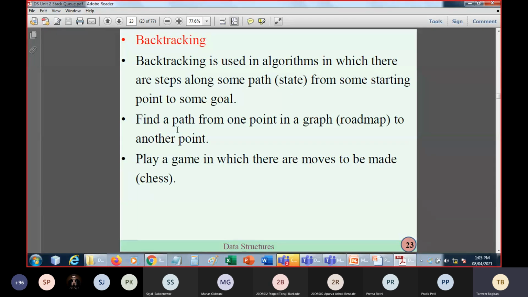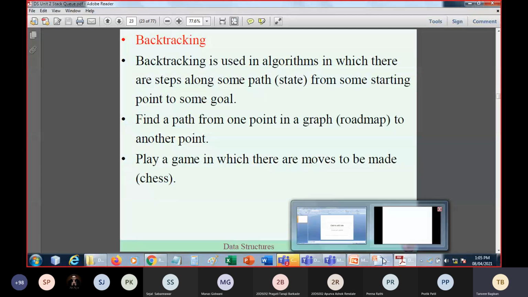The next one is backtracking. Backtracking is used in algorithms, which you will be studying next year, in the third year, in the subject of computer algorithms. So what happens when you want to explore the states? When you want to search for a node, see here.